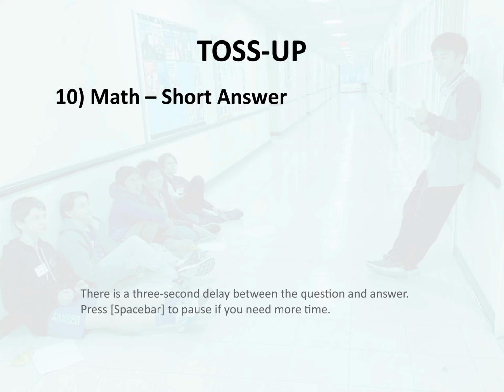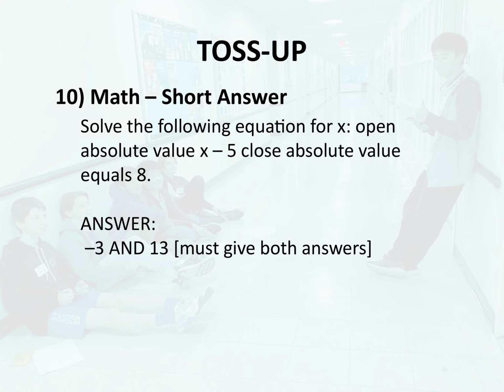Toss-up 10. Math, short answer. Solve the following equation for x, open absolute value x minus 5 close absolute value equals 8. Answer, minus 3 and 13.